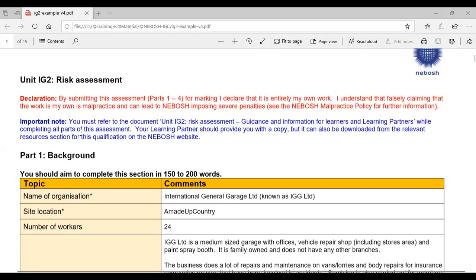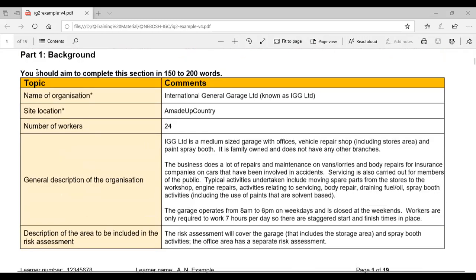You can go to the NEBOSH website and study the malpractice policy. Important note: you must refer to the document Unit IG2 risk assessment guidance and information for learners, like we are giving all sorts of information. Now let's discuss part 1.